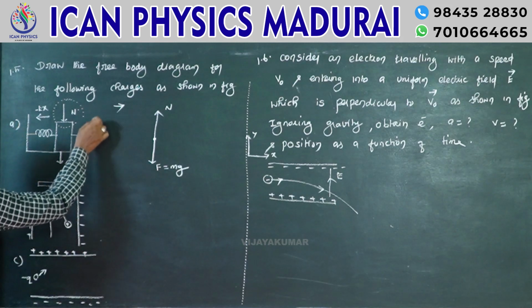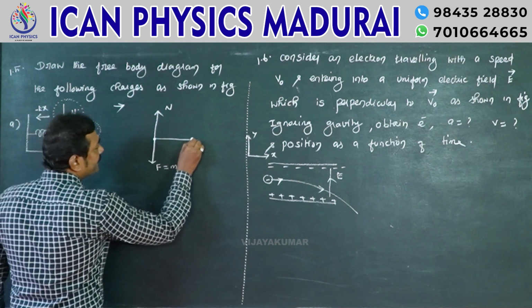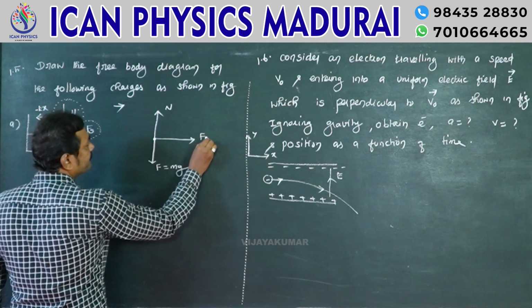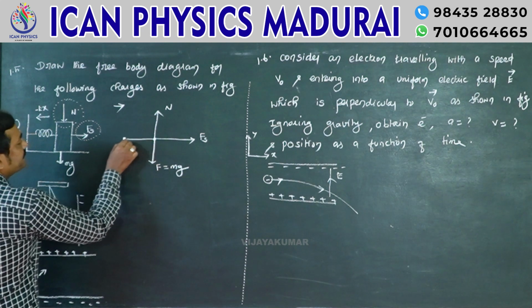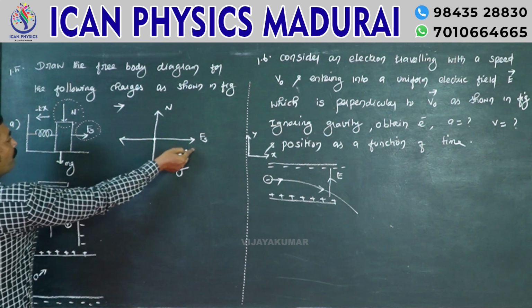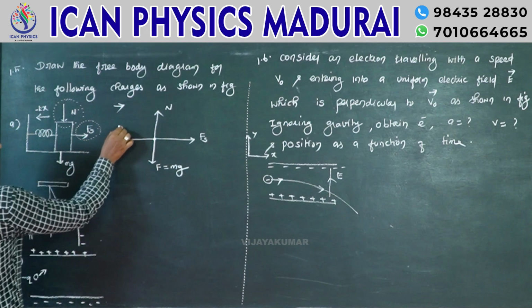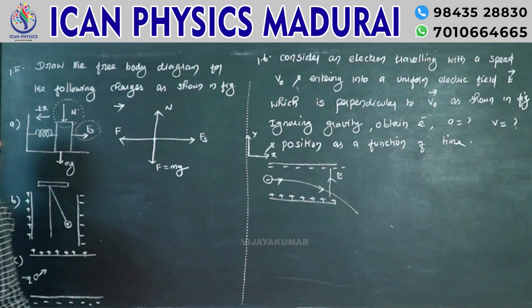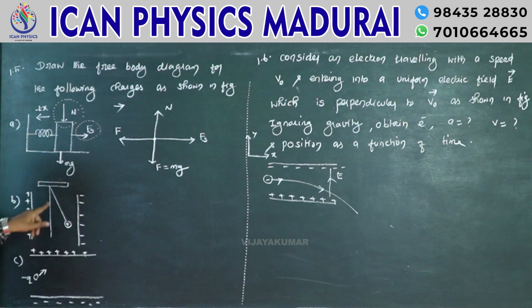Now the electrostatic force is acting away. Now what is Kx? It is the spring force, where K is the spring constant. The spring force is acting opposite to the electrostatic force. So this is the free body diagram for the first one. Now we can go to the second one.